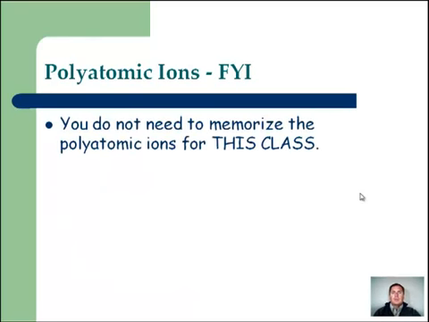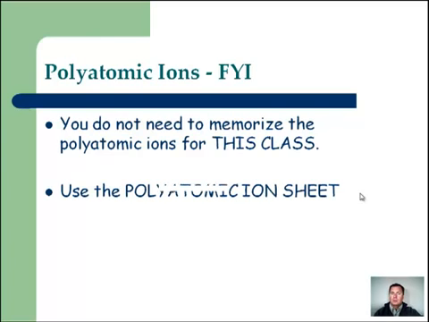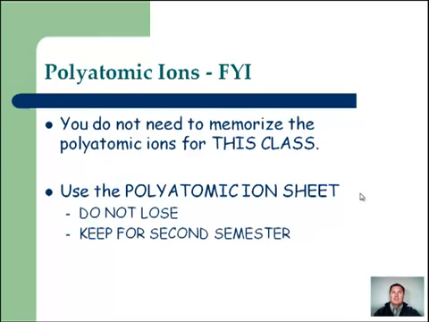First of all, big thing for you to know: you do not have to memorize these polyatomic ions. Either I already gave you a polyatomic sheet or I'm going to give you one. You're going to use this polyatomic sheet when you do this. Don't lose it. I made it a bright color for you so you wouldn't lose it. Save it for second semester. You're going to need it second semester as well. If you lose it, I'm not giving you another one. Well, how do you get another one? Go to the website and print it off from there. It's on there, but it's not cool and yellow and bright, or whatever color I make it. So please don't lose this.